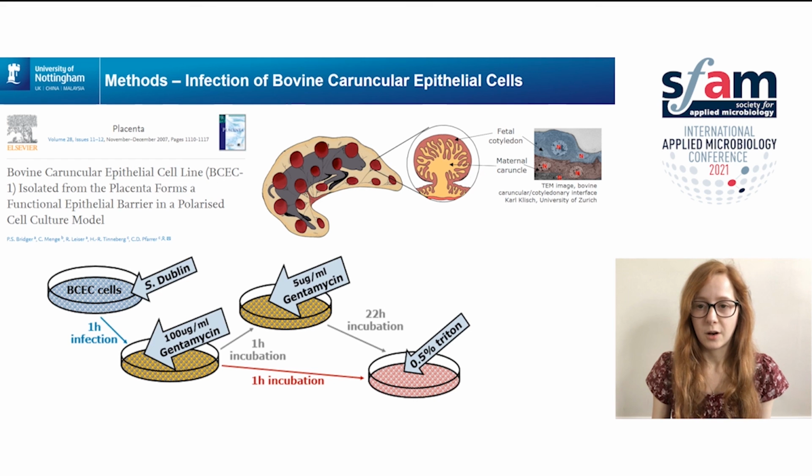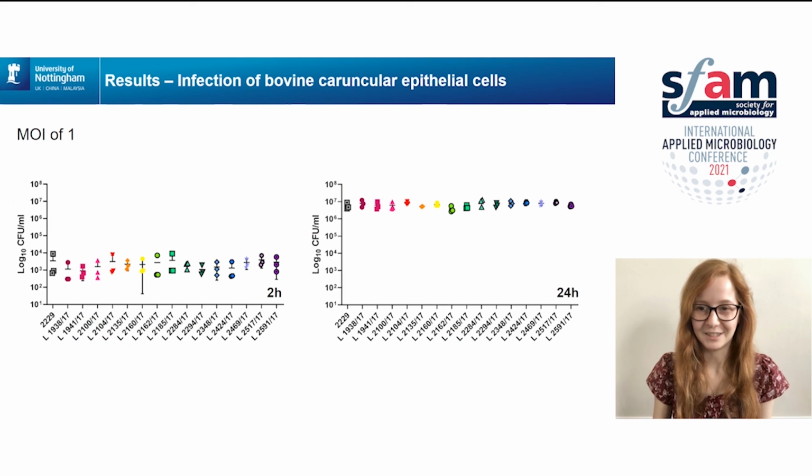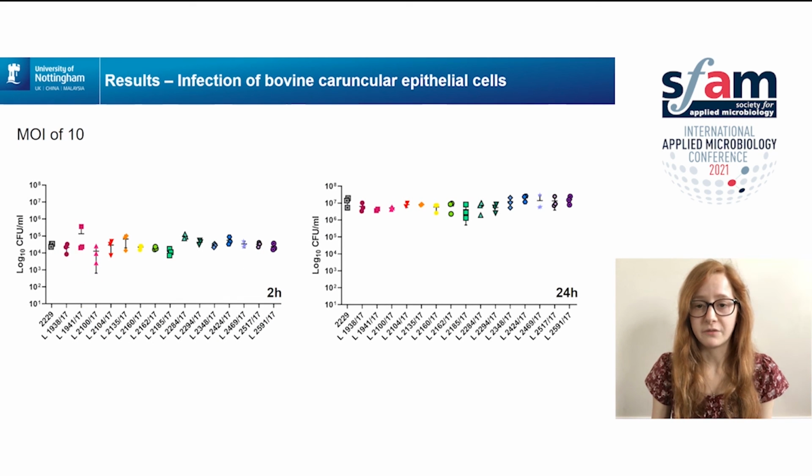I added 100 micrograms per ml of gentamicin 1 hour post-infection to kill extracellular bacteria, and 2 or 24 hours post-infection, I lysed the BCECs and collected the intracellular bacteria. After completing this experiment 3 times, we found that there were no significant differences between the bacteria in terms of their virulence or their ability to infect and survive in this cell line. This wasn't particularly surprising because in order to cause an abortion and therefore become a clinical isolate, the bacteria would likely have needed to infect these cells in the first place.